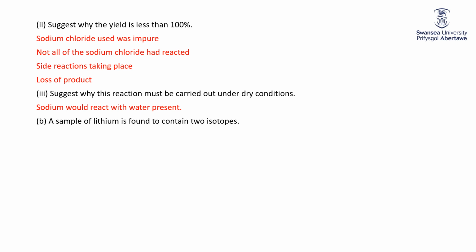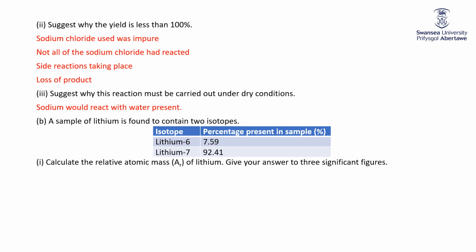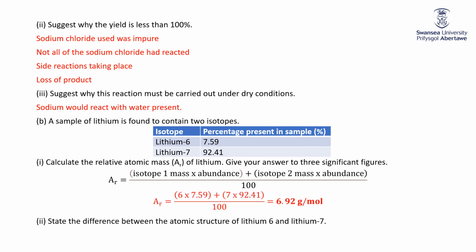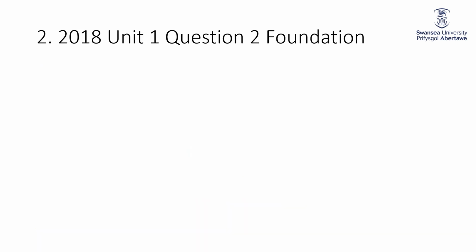So a sample of lithium is found to contain 2 isotopes, shown here. And we're asked to calculate the relative atomic mass, the Ar, of lithium, giving our answer to 3 significant figures. So here is the equation. We put the numbers in. And then that gives us an Ar of 6.92 grams per mole. Now on to question 2.